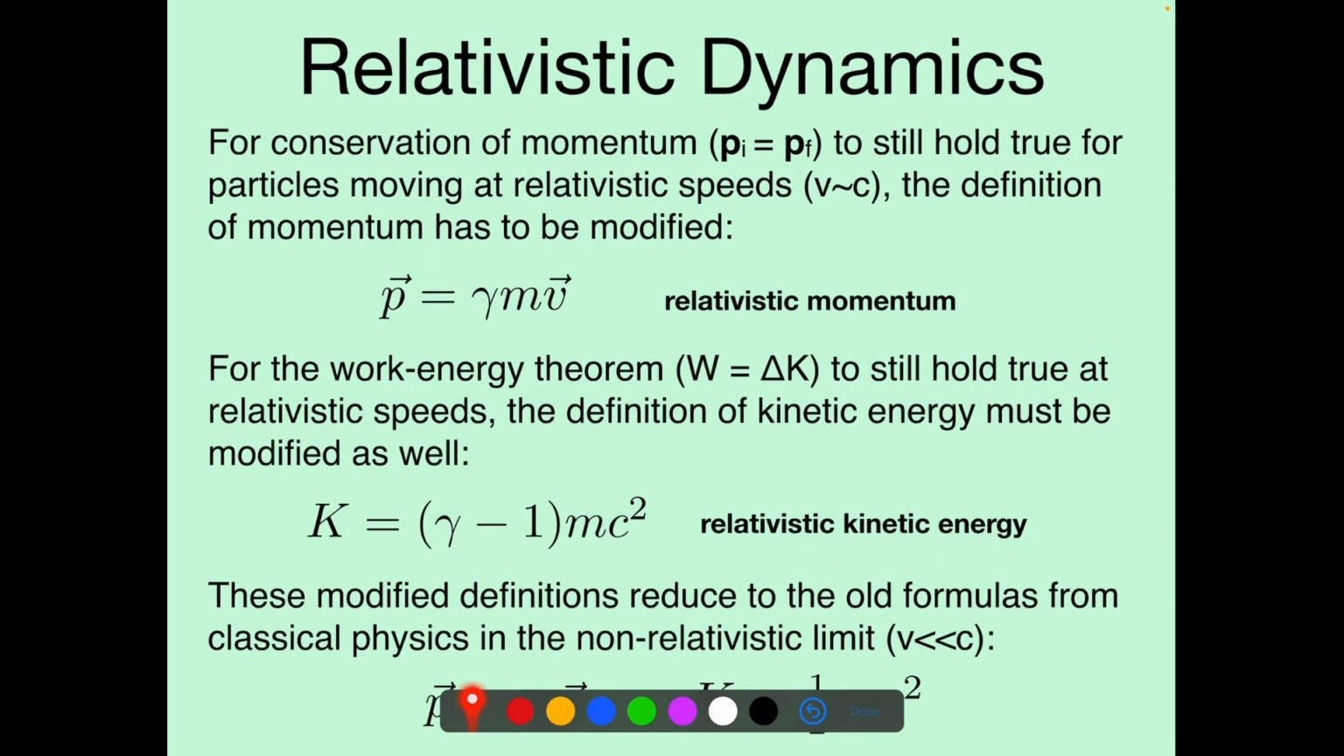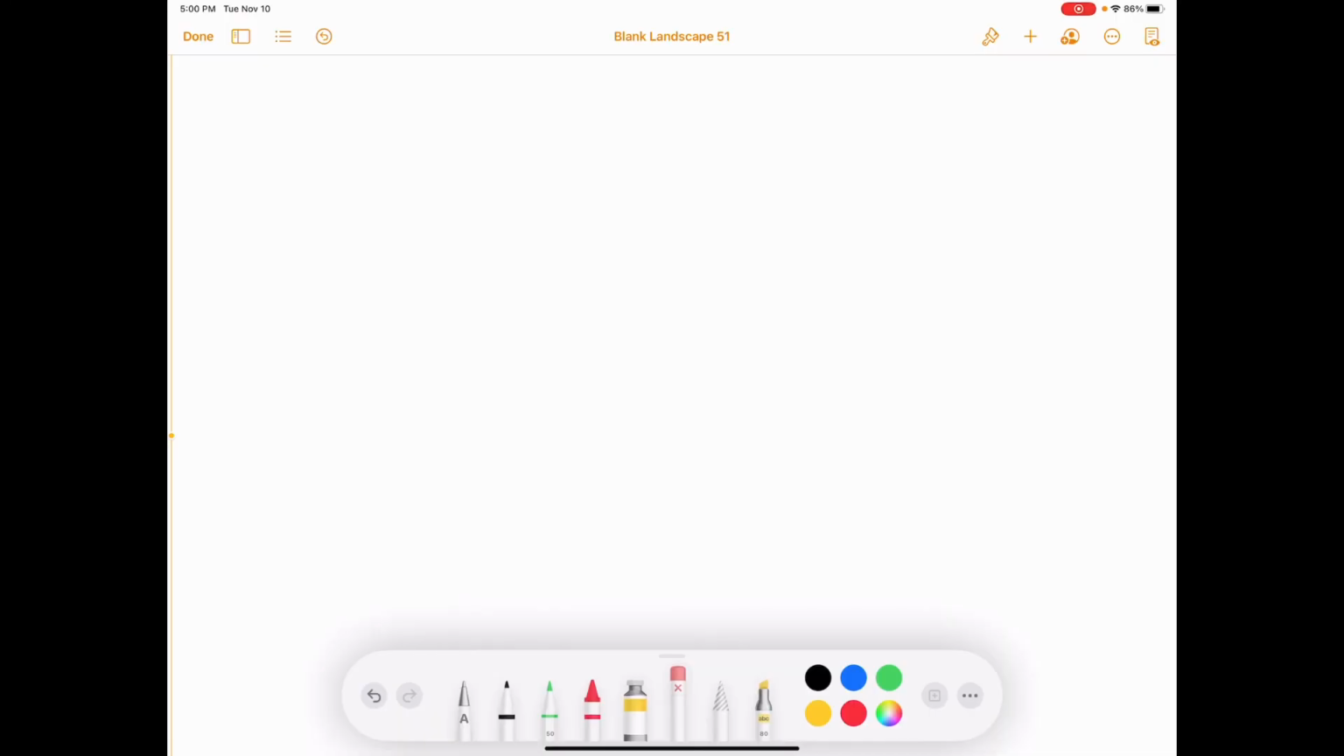That's relativistic kinetic energy. So I do want to point something out about these new definitions. In the non-relativistic limit, when v is much, much less than c, when we're moving a lot slower than the speed of light, these new definitions reduce down to the old formulas that you're used to from classical physics. So when things are moving slowly, not close to the speed of light, we have P equals m times v, and K equals 1/2 mv squared. So let's see how that works out.